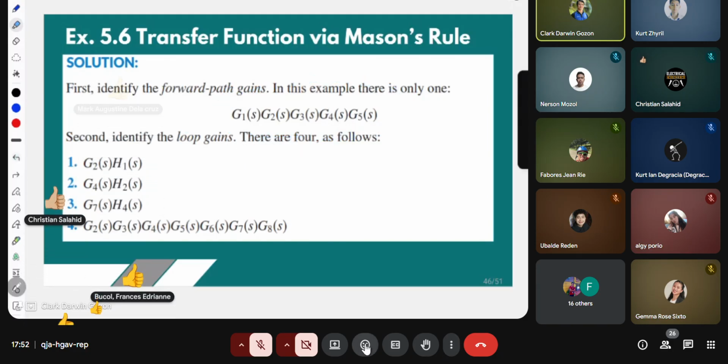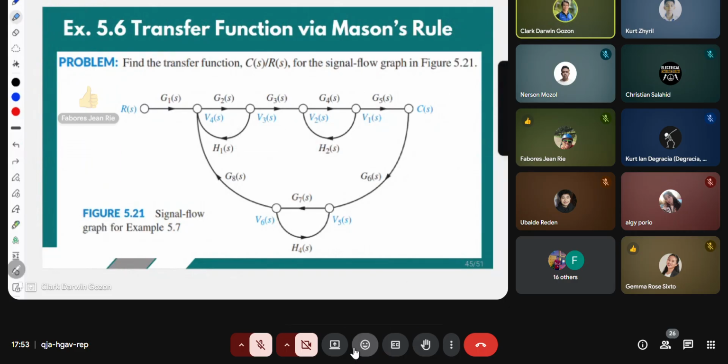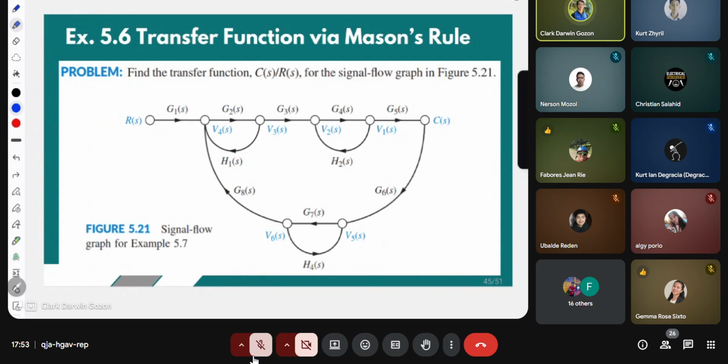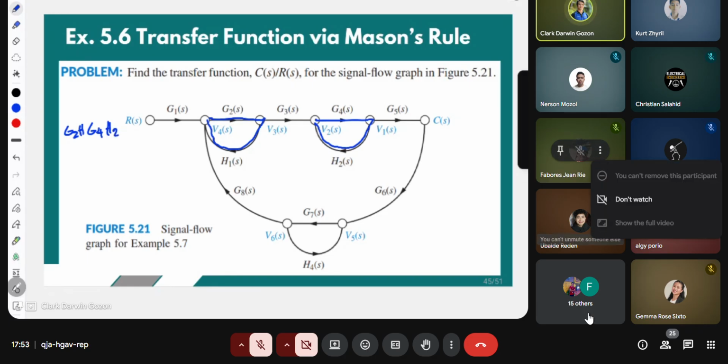Sige. So, next is to identify the non-touching loop gains, no? The non-touching loop gains. So, these are the non-touching loop gains. G2H1 is non-touching with G4 and H2, no? And G2H1, G4H2 is a non-touching loop gain.